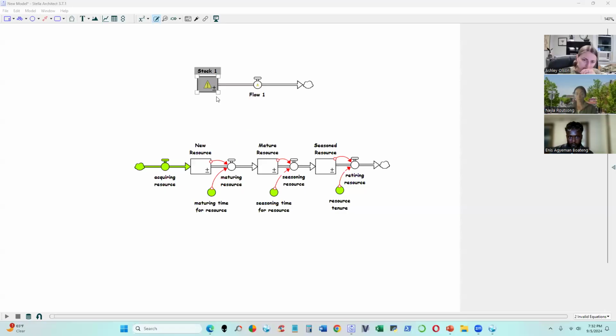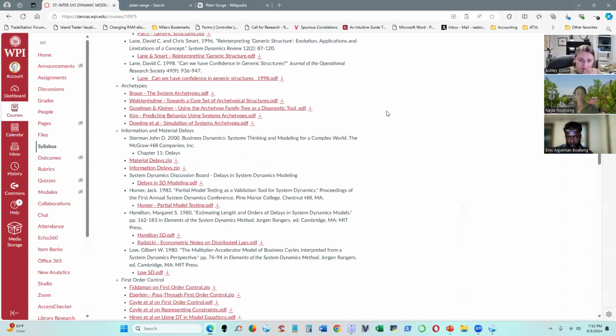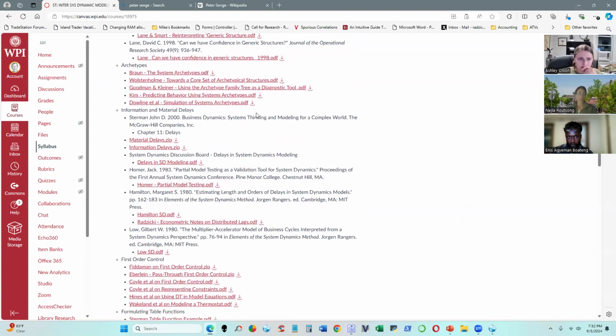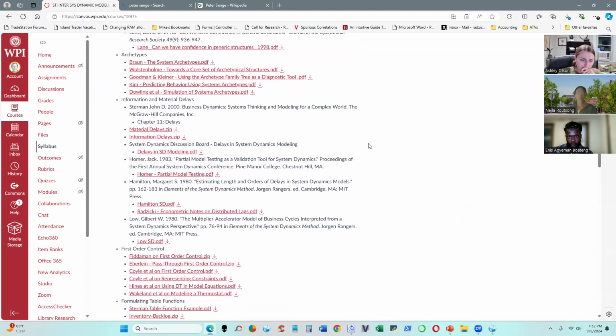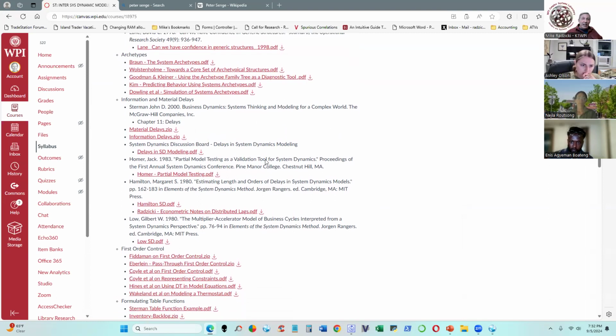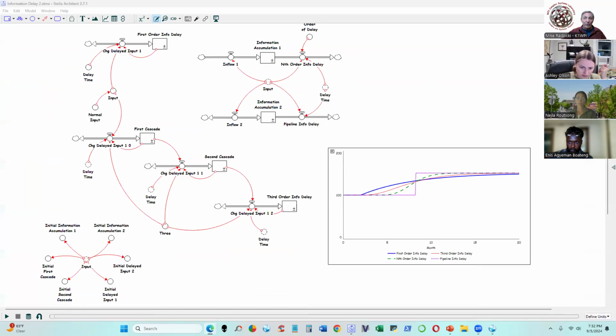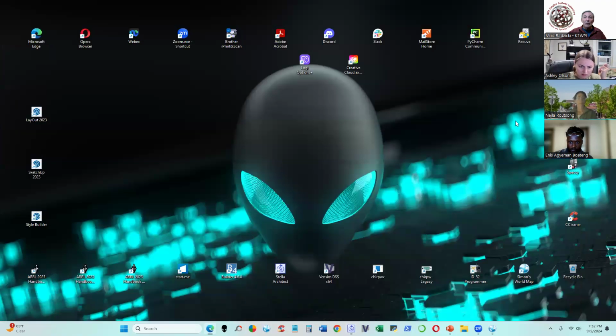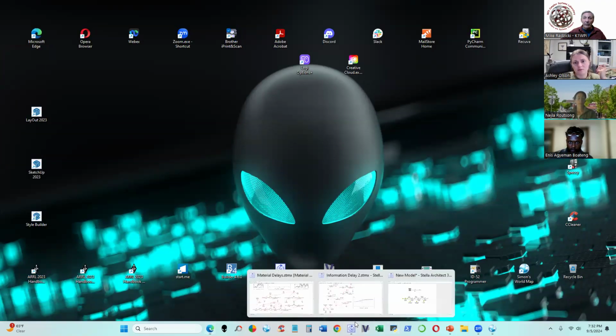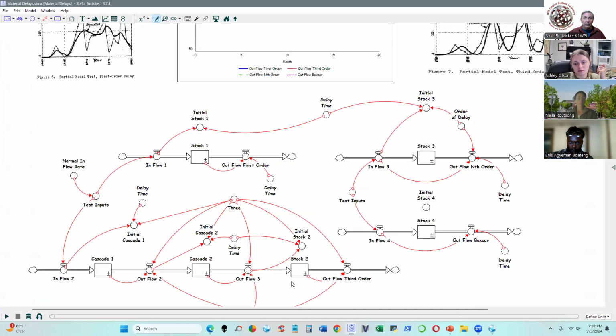So let's see if we can share again. We'll go over here. So information and material delays. Okay, that's the next section. We're going to spend a whole bunch of time here. These are going to be our first new set of generic structures. Okay, we've got to find the right one.